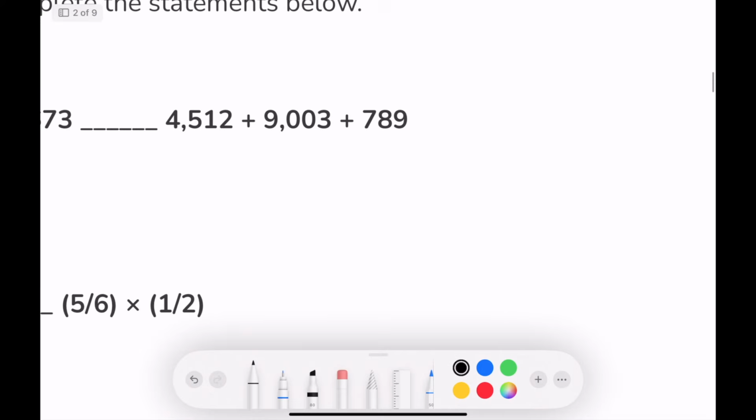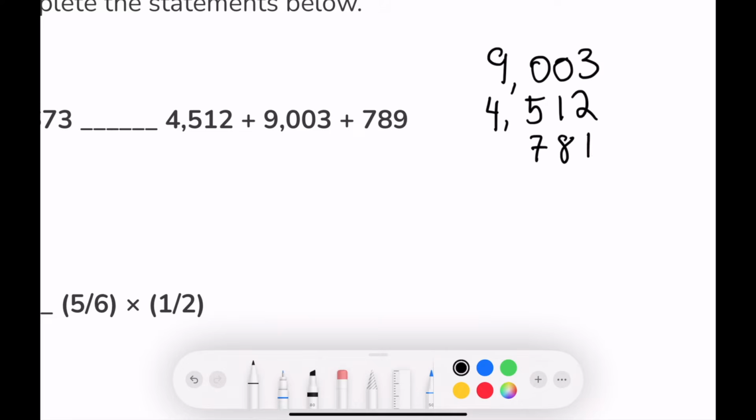Now, when we go to the next string of digits, we need to do the exact same thing as we started out with. Again, write the larger number up top if you can. Remember. All right, so we have 9,003. We have 4,512. And we have 789. Let's add it. Okay. This is 5. 5 and 9 is 14. 8, 9, 10. Good. 12, 13. Put the comma. Now we have 10 and 4.